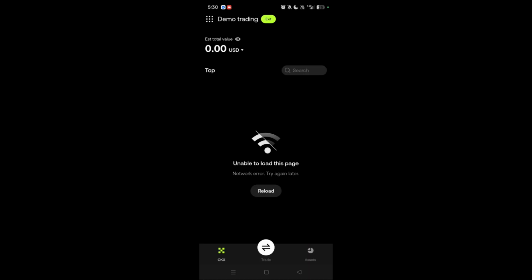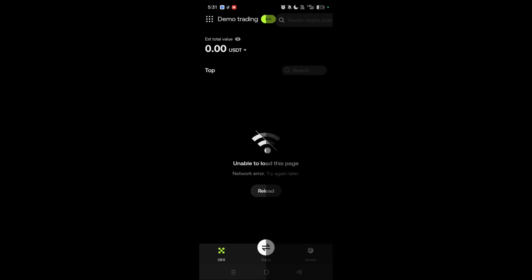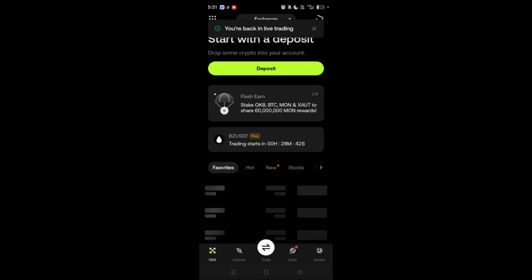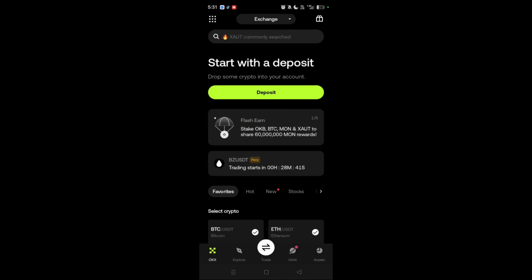As you see right now, reloading. Unable to display network. Yes, because of my Wi-Fi. As you can see right now, it's 0. But anyways, demo trading right here. We're gonna exit it and retry it again, and try to demo trade again. Oh no, we just left. Anyway, let's go back to demo trade.